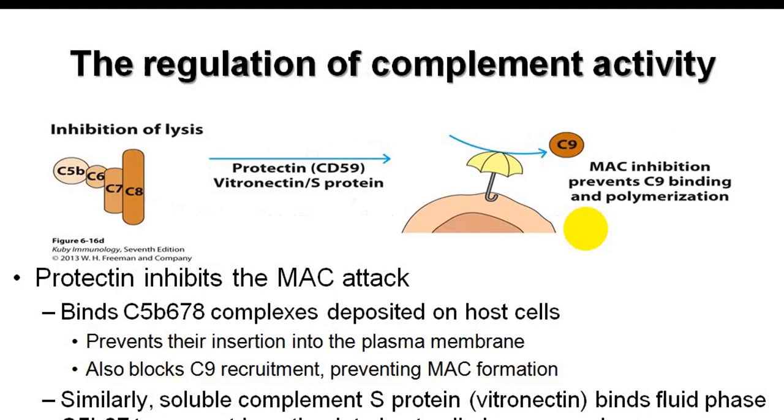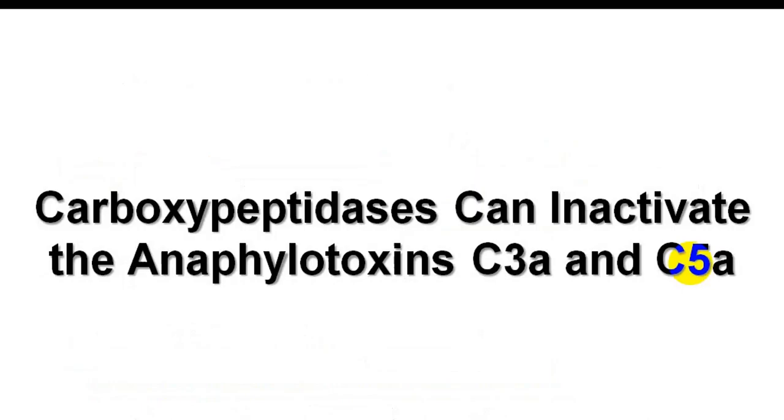So this is the diagrammatic representation. You have C5b6/7/8 complex, you have protectin and vitronectin together with S protein shown in the form of umbrella, that everything is present but C9 polymerization doesn't take place. Once C9 polymerization doesn't take place, the membrane attack complex is not formed, no membrane attack complex, no lysis of pathogen, and the pathogen gets scot-free. It escapes the complement mediated lysis. Likewise, even the host cell is prevented from complement mediated lysis by regulation of the complement pathway.